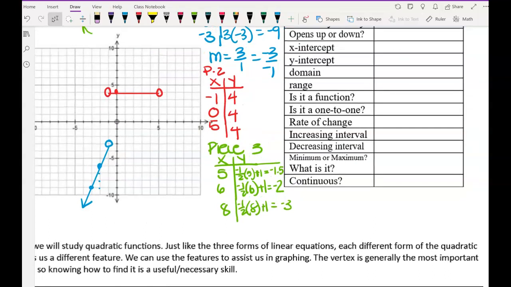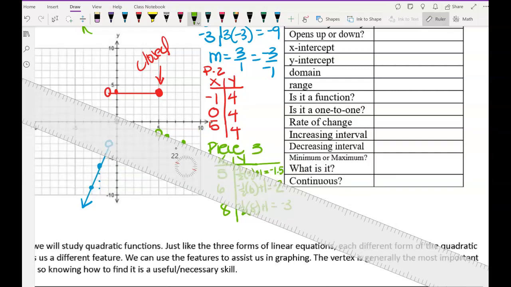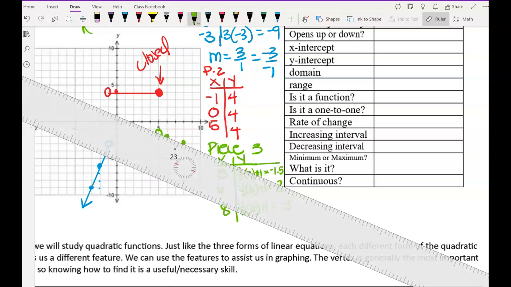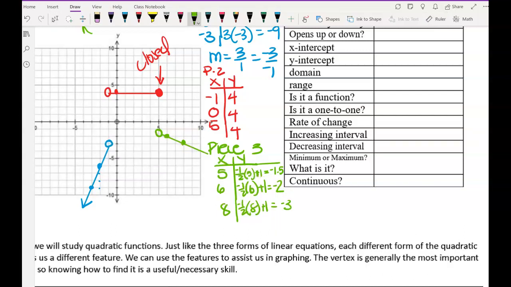So at 5, I'm going to go down to negative 1.5. Remember, it's a, ooh, you know what I just missed? Closed dot, my bad. Okay, needs to be closed. All right, over here, I'm going to go open circle at negative 1.5. And then 6, closed dot at negative 2, and then 8 is going to be negative 3. We can keep on going if you want, but 3 points is plenty to make a nice straight line. Okay, so there it is.